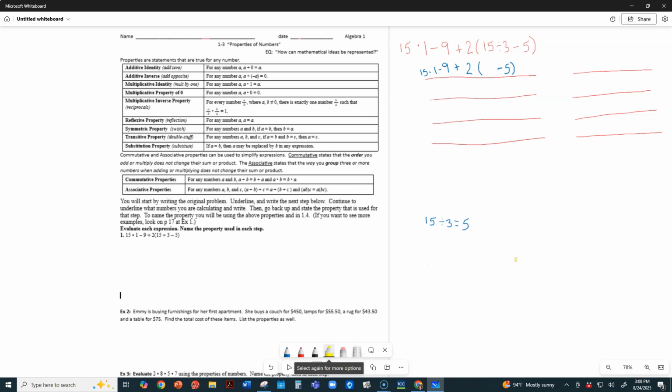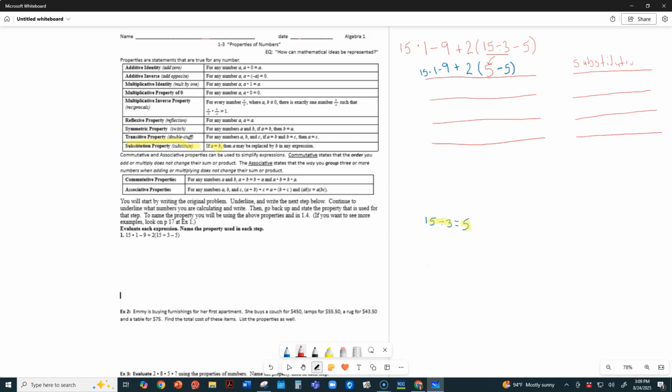And the property that we're using is going to be the substitution property, because we have values that we know are equal. We have this value equal to this value. So 15 divided by 3 is equal to 5. So we're going to take the 15 divided by 3 out, and we're going to put the value that it's equal to in its place. So right here, we're going to replace that 15 divided by 3 with its value. That's called substitution.